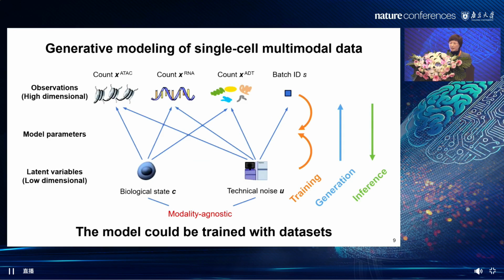Based on this insight, we built a deep generative model. We assume that for each cell, the observed data and its batch IDs are generated from two independent, modality-agnostic, low-dimensional latent variables, biological state C and technical noise U. The model could be trained with mosaic datasets.